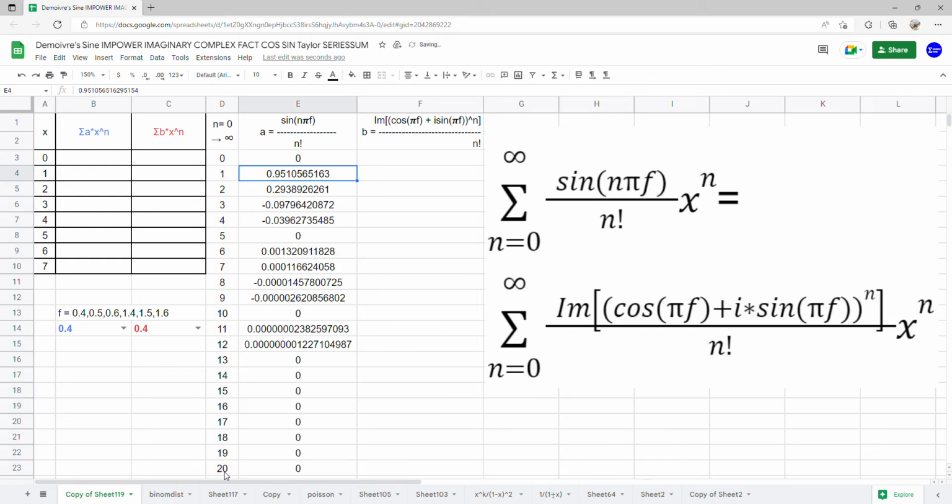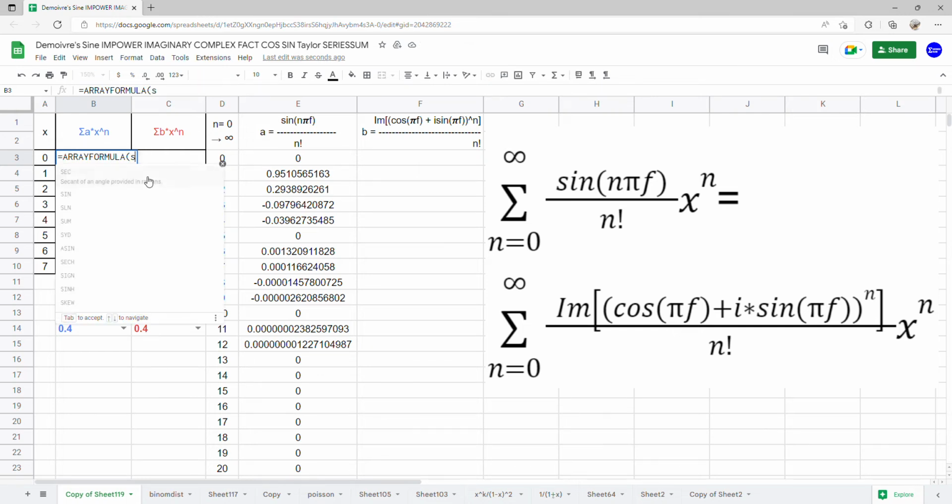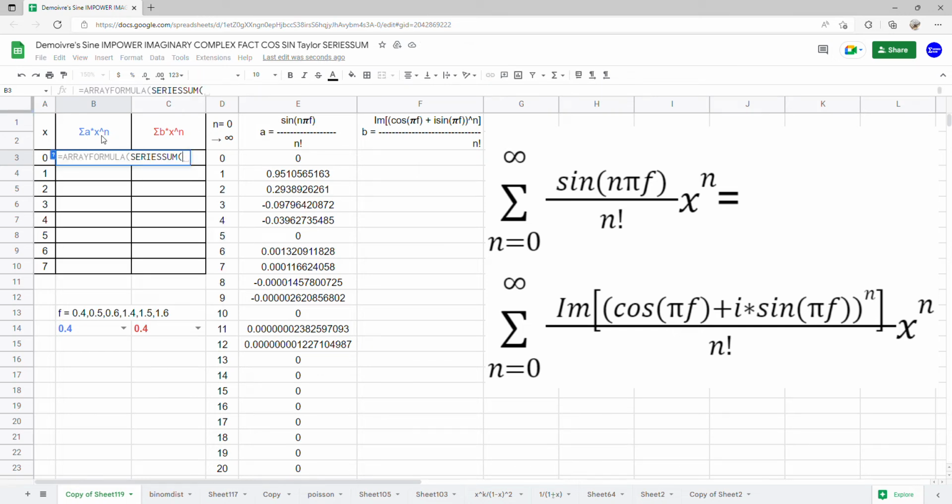And now we can complete the first Taylor series function. So array formula, series sum of the x values raised to the power n, where n starts from 0 incremented by 1. And the coefficient will be this range.